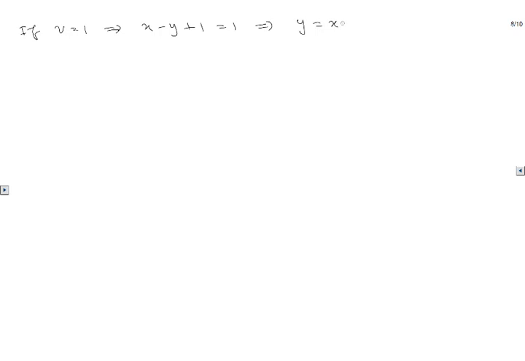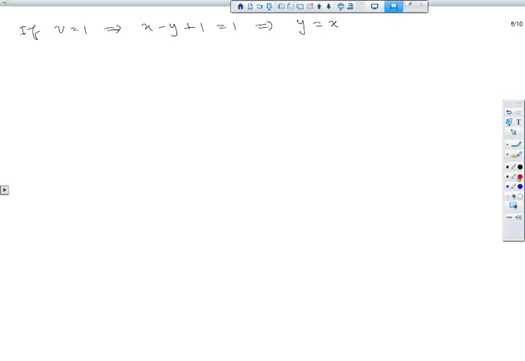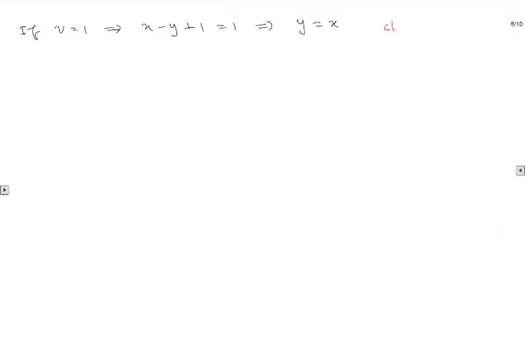You can see that this satisfies the original equation. If you go back to the original, we need to check the original equation. We can substitute this in the original equation. If you substitute it into the original equation, you can see that it works.